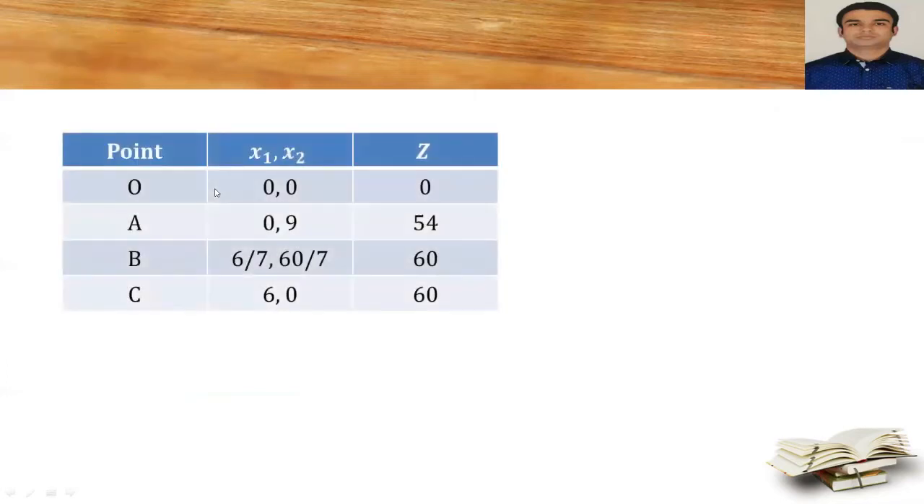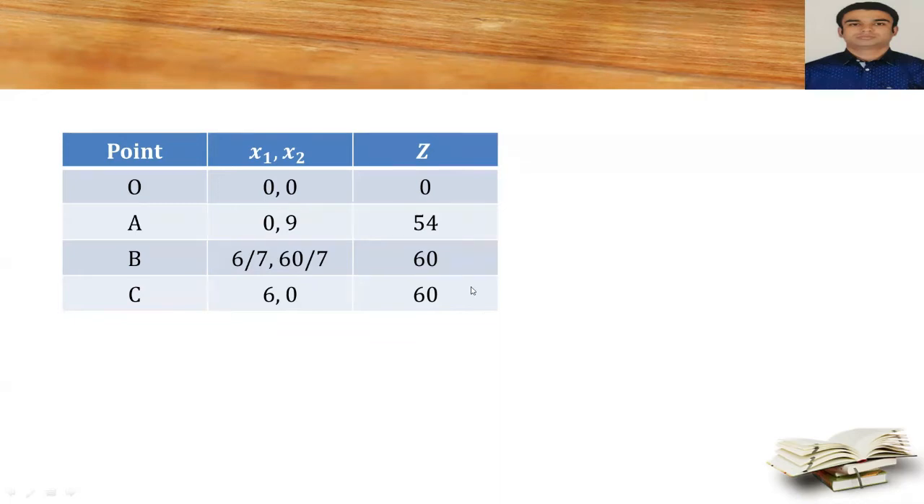Here the values are: O is (0, 0), A is (18, 0), B is (6/7, 60/7), and C is (0, 9). Now find the value of Z. For point O, the value of Z is 0. For point A, Z is 54. For point B, Z is 60. And for point C, Z is 60.